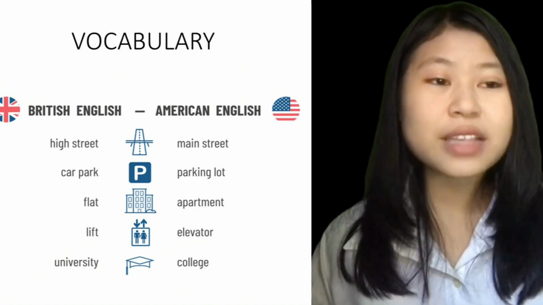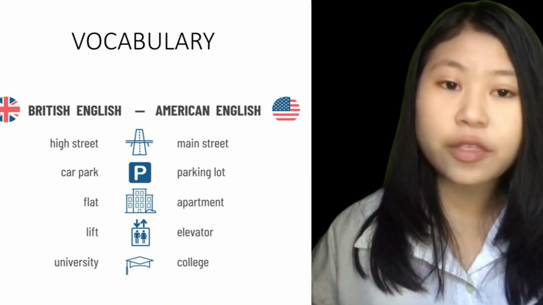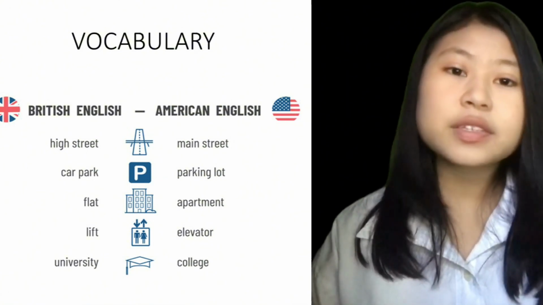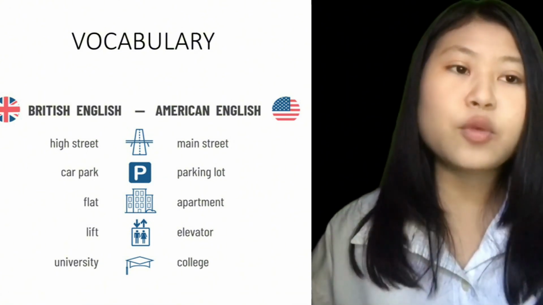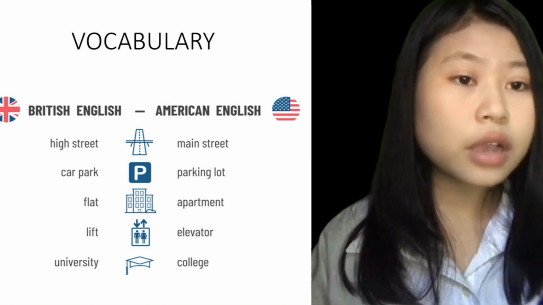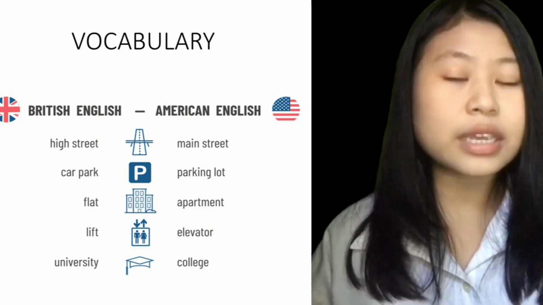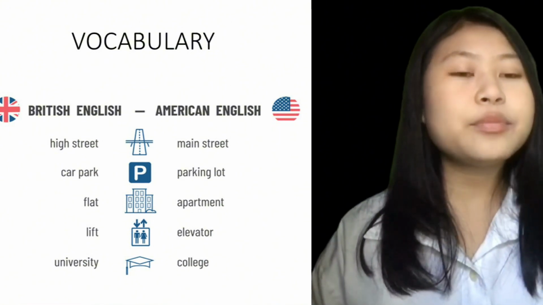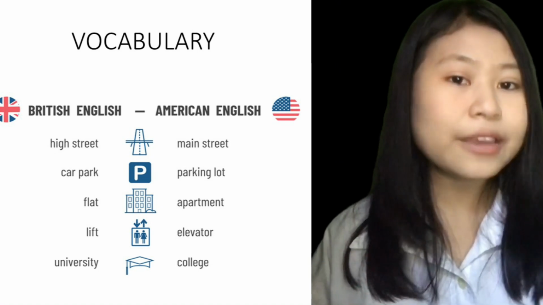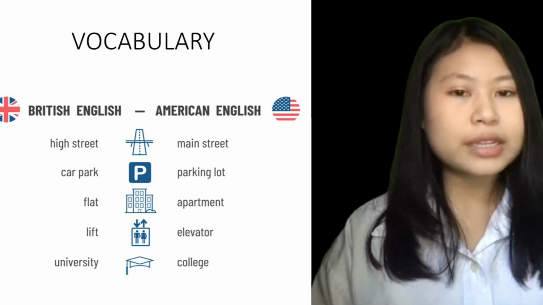Some British and American English vocabulary is totally different from each other. Let's have a look at some examples. In British English, they say high street. Meanwhile, in American English, they say main street. The same goes for car park in British English and parking lot in American English. And in British English, they say flat for apartment, lift for elevator, and university for college.